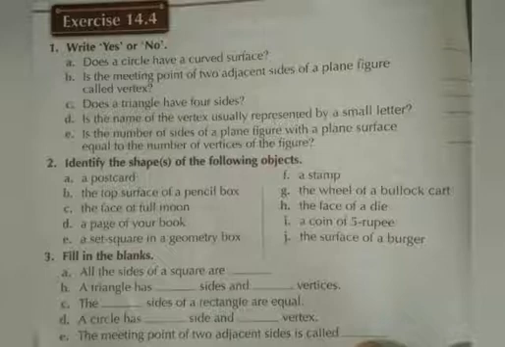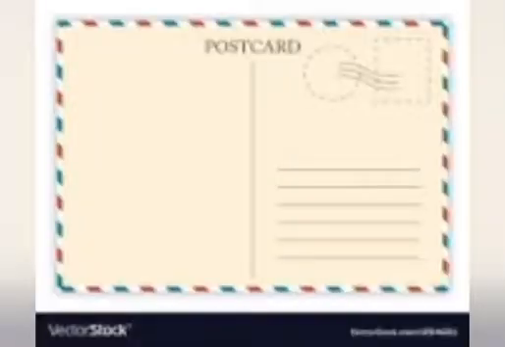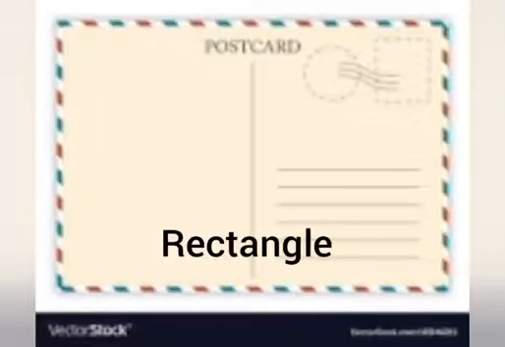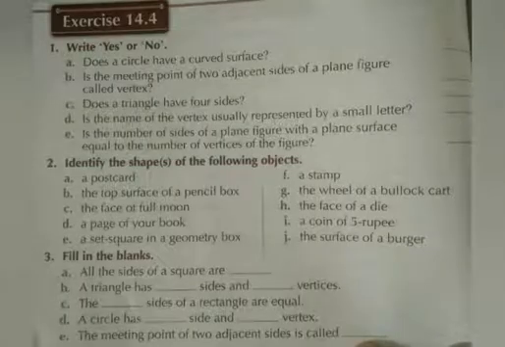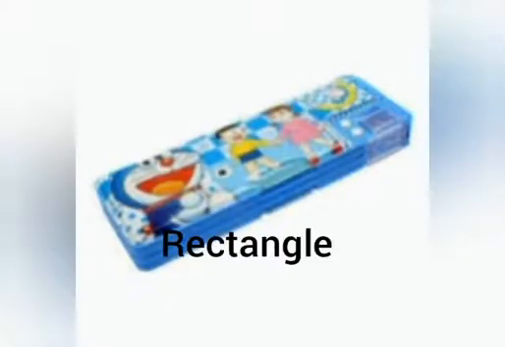First object is a postcard. Here you can see the picture of a postcard. Yes, it is of a rectangular shape. So we will write here rectangle. Second object is the top surface of a pencil box. Here in the picture you can see the surface of the pencil box. It is again rectangular in shape. So we will write here rectangle.